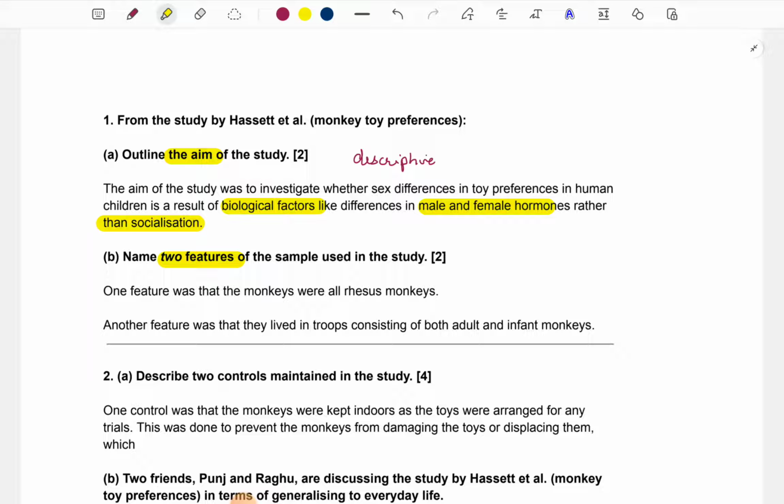So one feature I've covered here is that they're all rhesus monkeys. So for stating the species, I would get one mark. Another feature is that in the troop, there were both adult and infant monkeys. So this counts as a second feature.